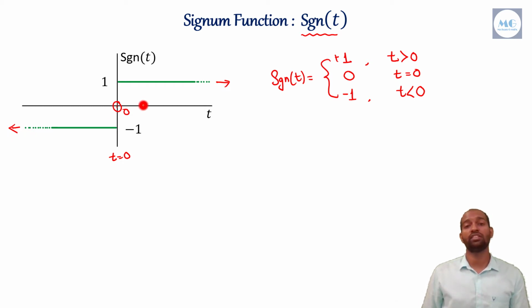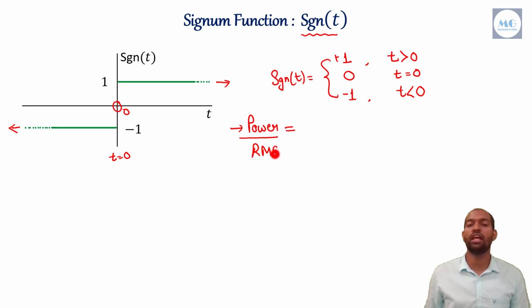So if the function is an infinite duration signal and its value is constant, then it will be a power signal or power function. Okay. So what will be the power of this signal, the RMS of this signal, and the average of this signal?